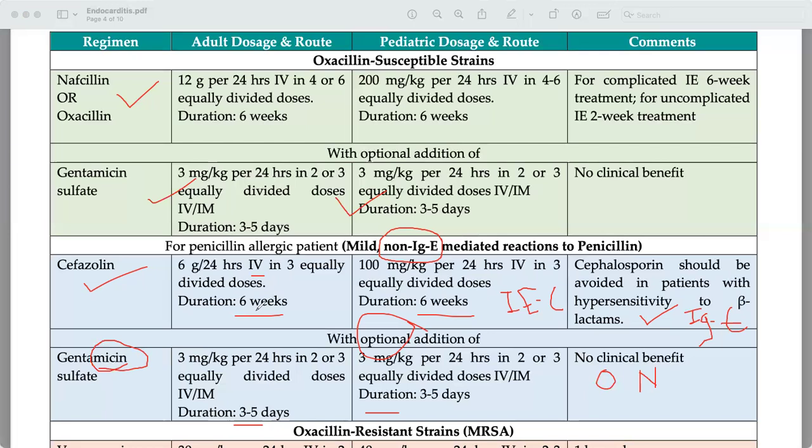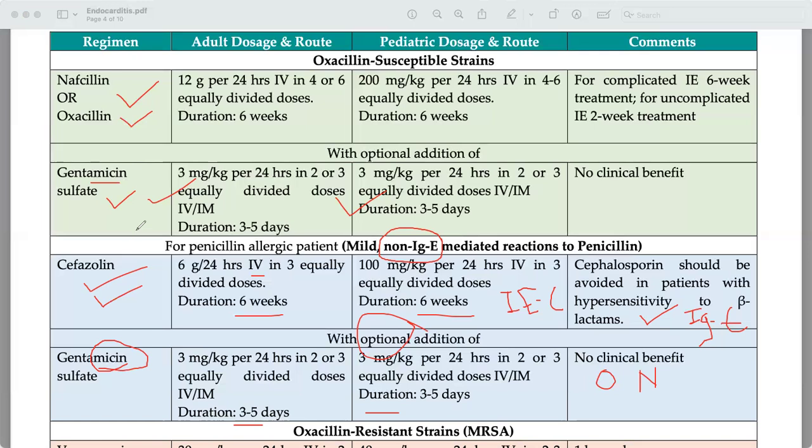But if we add the gentamicin, the benefit is that maybe the two mechanisms of action, because nafcillin acts via inhibiting the bacterial cell wall synthesis. Oxacillin also inhibits the bacterial cell wall synthesis. Cefazolin, from the category of cephalosporin, also inhibits the bacterial cell wall synthesis. So the gentamicin inhibits the bacterial protein synthesis. So we will get synergistic mechanism of action, and that's why maybe it will benefit to inhibit the bacterial load. So if we are adding the gentamicin, take care about the ototoxicity and nephrotoxicity.